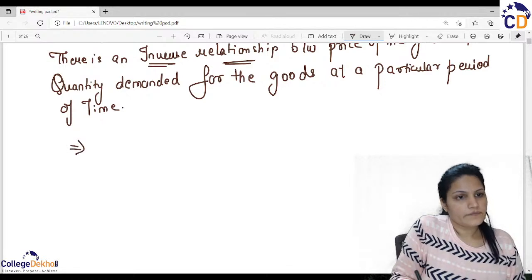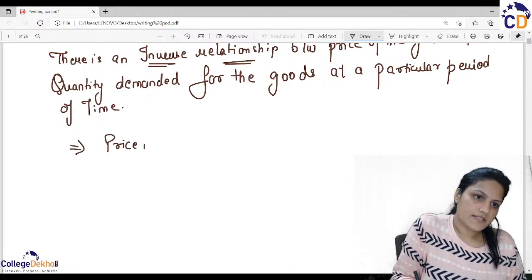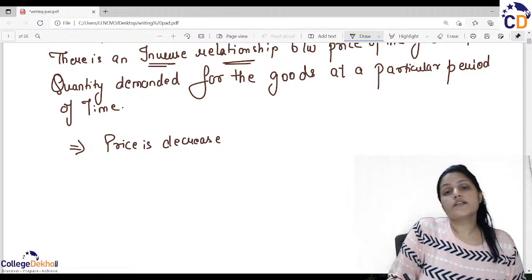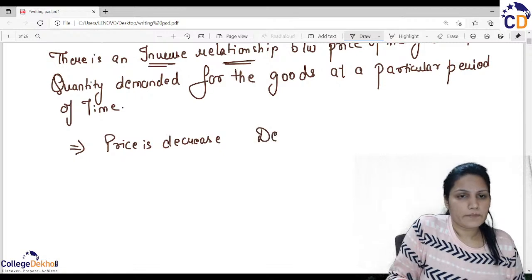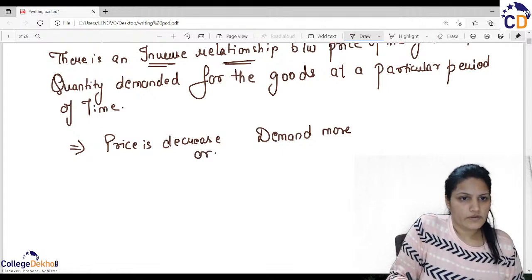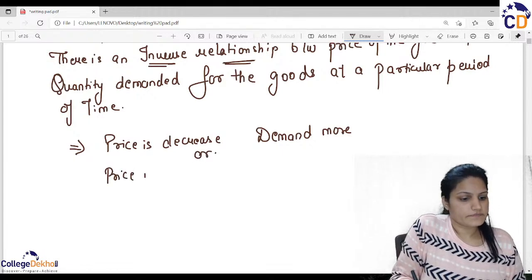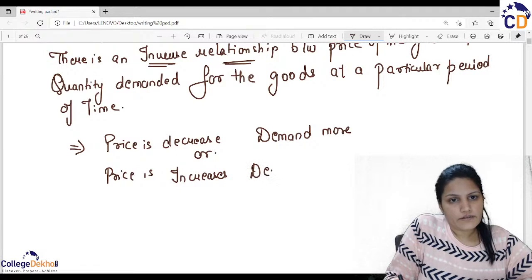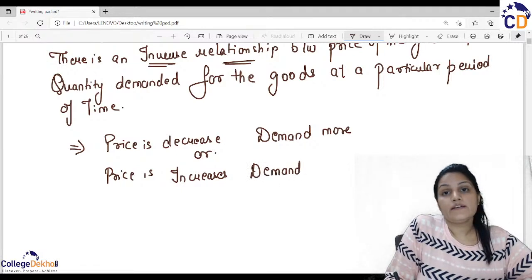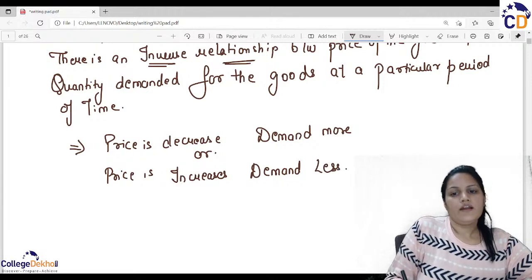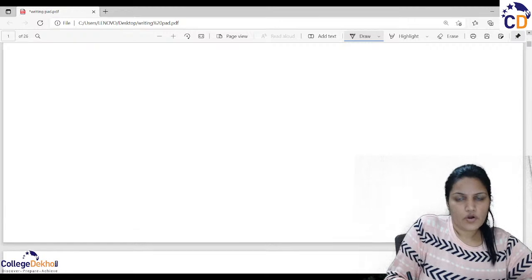So here, if the price decreases, the person or consumer demands more. Or if prices increase, demand by the consumer is going to be less. Let's have a proper example of the demand.